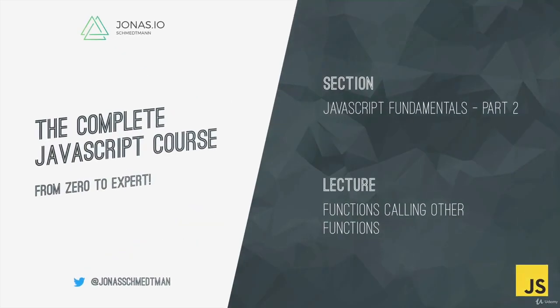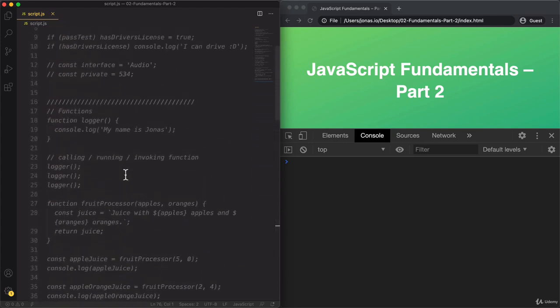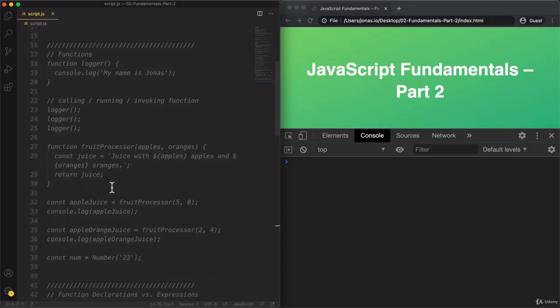Let's now take functions even one step further and call one function from inside another function. This is something that we do all the time in JavaScript, but I have seen many beginners struggle to understand this logic, and so I created a specific video just for this topic. To illustrate functions calling other functions, let's go back to our initial example of a function being like a food processor. So let's move to the first functions lecture, which is this one, and simply copy this function.